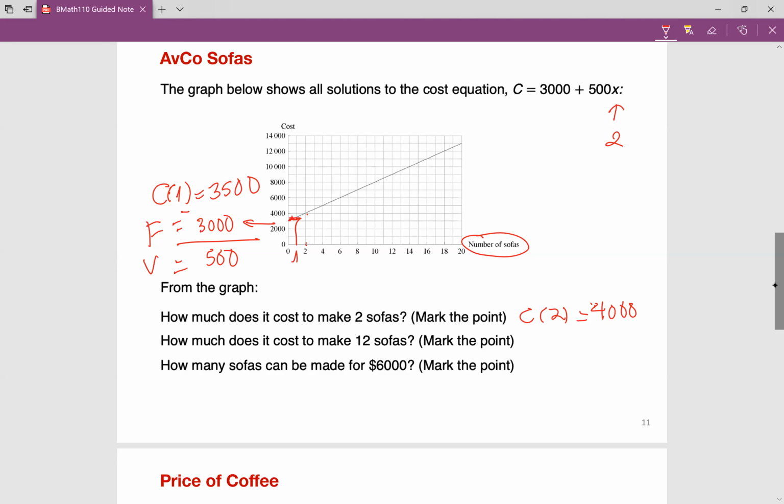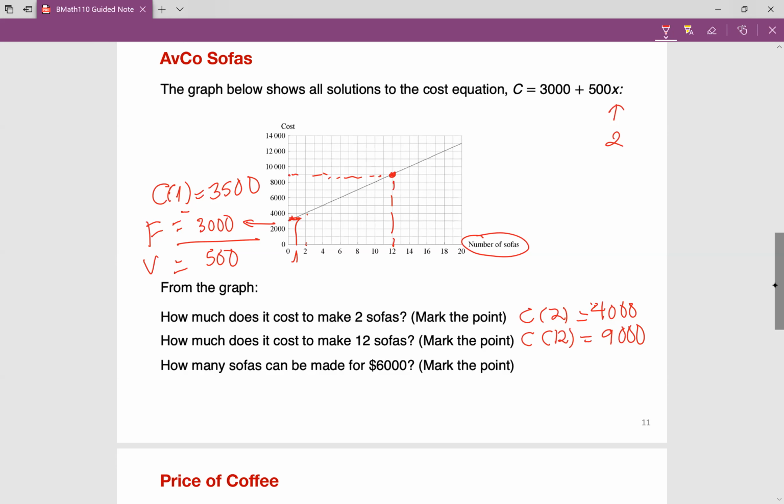And how much does it cost to make 12 sofas? So you come to 12 here, and figure out what the cost is at this point. Here it is 9,000. So I say C(12) equal to 9,000.